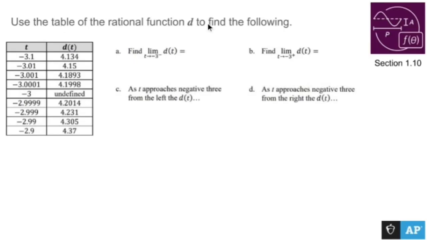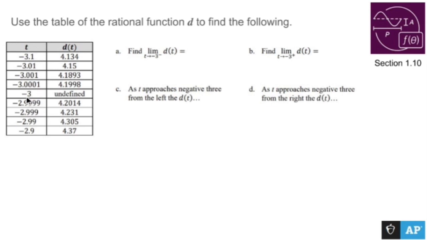We are given a table of values here, and it's a rational function, and we're supposed to answer questions about limits as numbers approach -3 from the left and from the right, and then it rewords those. So we're given this table, and this table gives us values that look like what you would get if you plugged it into a TI-84 Plus and hit table, but it's different.